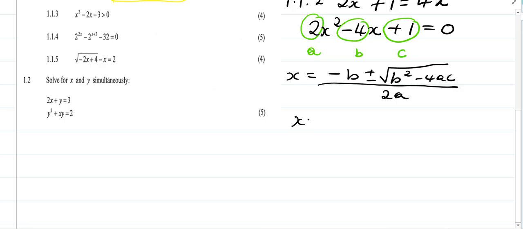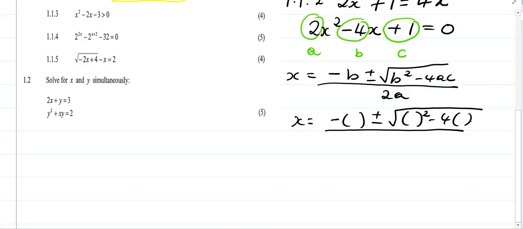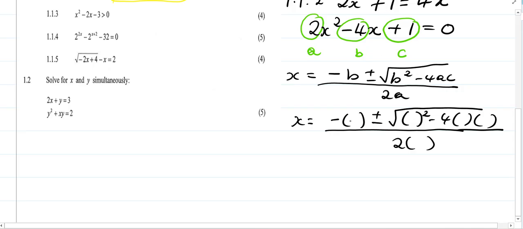After writing down the quadratic formula, now you substitute. To avoid making mistakes, wherever I see the letters, I open the brackets. It was b here, I open the bracket. It was a here, open brackets. It was a here, open brackets. And then from here, I substitute. In the place of b, I put in -4. In the place of a, I put in 2. And lastly, in the place of c, I put in 1.